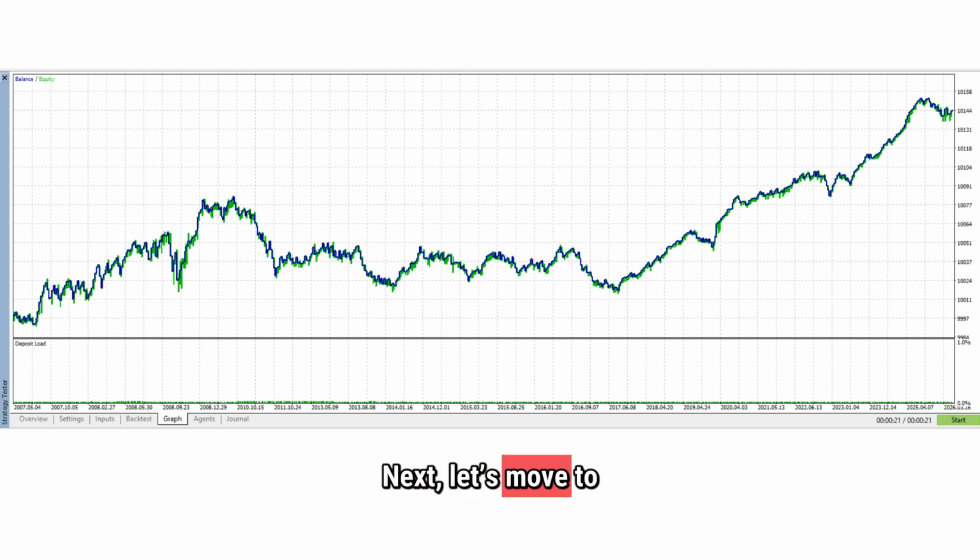Next, let's move to the backtest. I tested Swing Master EA myself on AUDCAD. The test period was from January 2005 to April 2026. The initial deposit was $10,000. The lot size was fixed at 0.01 lots. The spread was variable, and I used the provided set file. With the set file, the result was profitable, but the total net profit was only $143.96 over about 20 years.